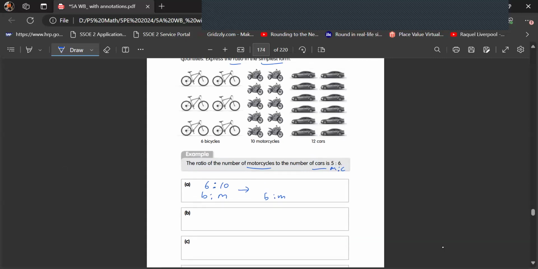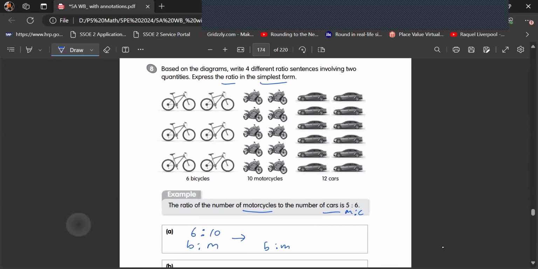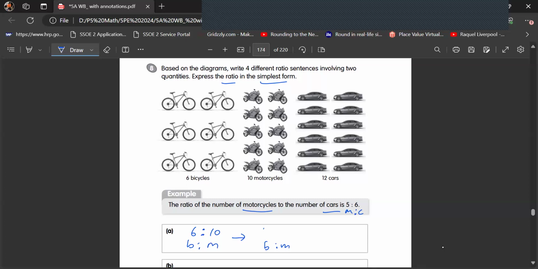Divide by 2, so it's 3 is to 5. Just like that, you do. I don't need you to write the long sentence, the ratio of the number of motorcycles to number of cars. But you are able to write it out in this way. Bicycles is to motorcycles is 6 is to 10. I can put it in simplest form, 3 is to 5.